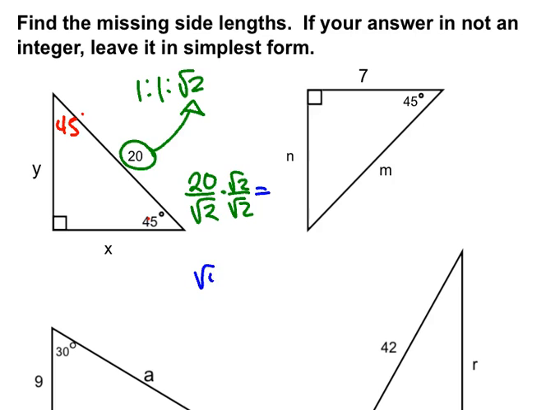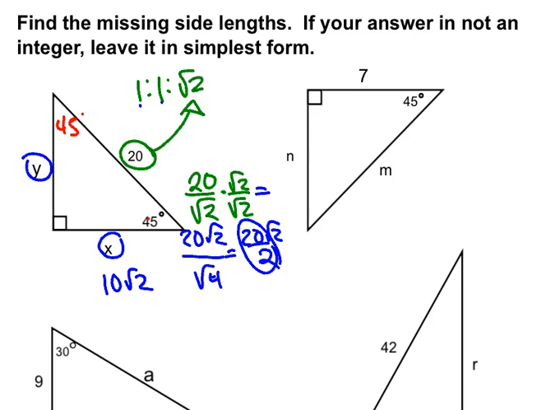Multiply the pieces underneath. You get 20 root 2 over the square root of 4. We know what the square root of 4 is. It's 2. So 20 root 2 over 2. Now we can simplify 20 over 2 to get 10 root 2. Now, if you think about that ratio, 1 and 1, those are the exact same values. The legs in a 45-45-90 are the exact same values. X and Y are our legs, so X equals 10 root 2, as does Y.